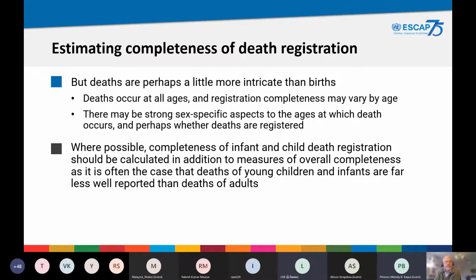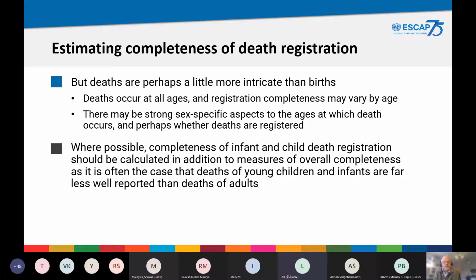There may be very strong sex-specific aspects to the ages at which deaths occur, and perhaps whether those deaths are registered. So routinely what we find, for example, is that deaths of very young children are often not notified to the authorities in any shape or form. There you don't necessarily have a problem of late registration of infant and child deaths, but you might have a problem of non-registration of infant and child deaths.